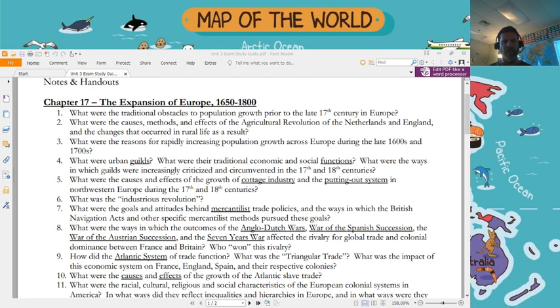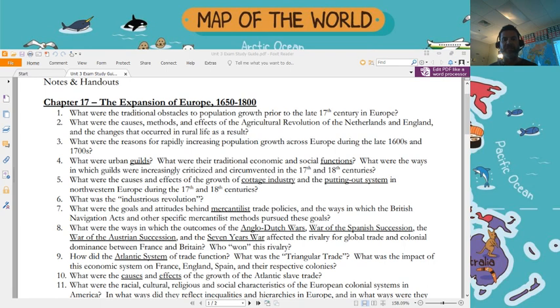Now, number two, what were the causes, methods, and effects of the agricultural revolution of the Netherlands and England, and the changes that occurred in rural life as a result? The Netherlands and England were centers of the scientific revolution, and as a result, engineers and scientists over a century or two, through tinkering with new types of machinery and experimentation with new types of crop rotation and fertilizer additives, were able to figure out ways to maximize the number of calories per acre that they were growing.